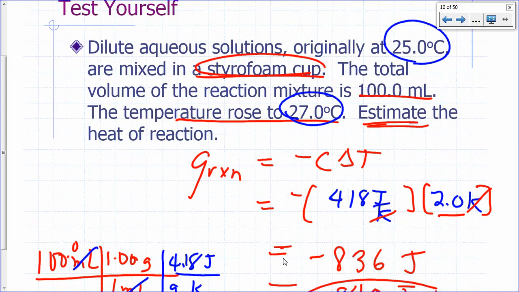So we say that for Q of the reaction to be negative, the mixing should lead to a higher temperature for your reaction mixture. So we say that this reaction is exothermic. Okay?